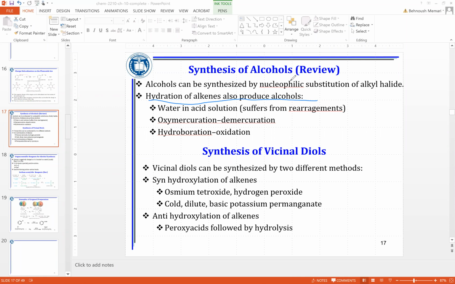your 3 methods of hydration. One was direct hydration. That means acidic water was added to alkene. So in hydration of alkenes, water in acid solution can be added to alkene. The product is the Markovnikov product. There's a chance for rearrangement. And also, we can't say it's a syn addition or anti-addition because you get an sp2 hybrid intermediate. The carbocation intermediate is sp2, is planar, so it can go either way.